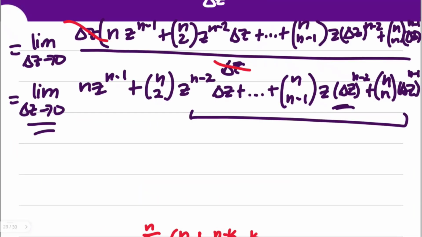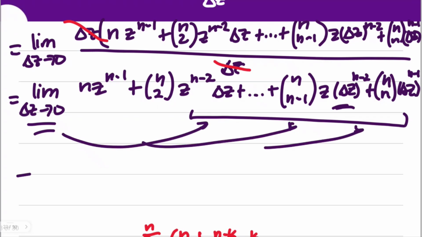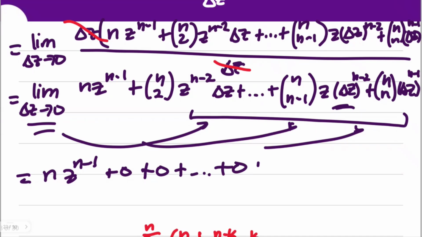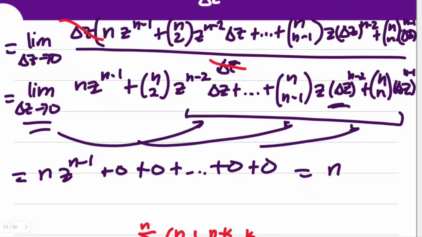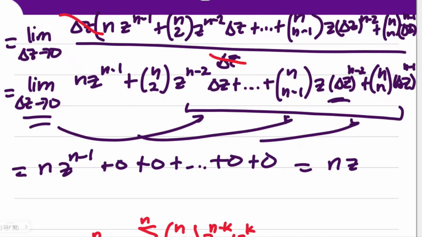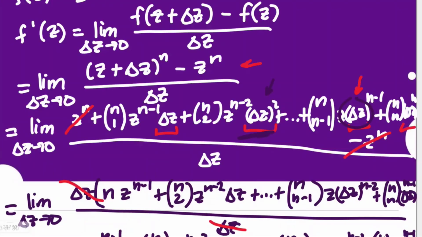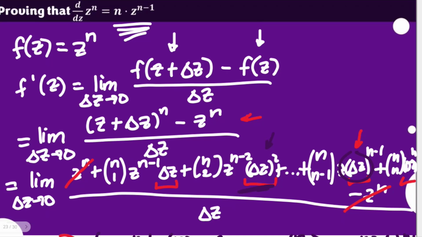Once you substitute delta z approaching 0, what you will have here is simply n times z to the power of n minus 1 plus 0 plus 0 plus dot dot dot plus 0, leaving the final result to be n times z to the power of n minus 1. And what is this? This is actually the intended equivalent for the derivative of z to the power of n. n times z to the power of n minus 1.